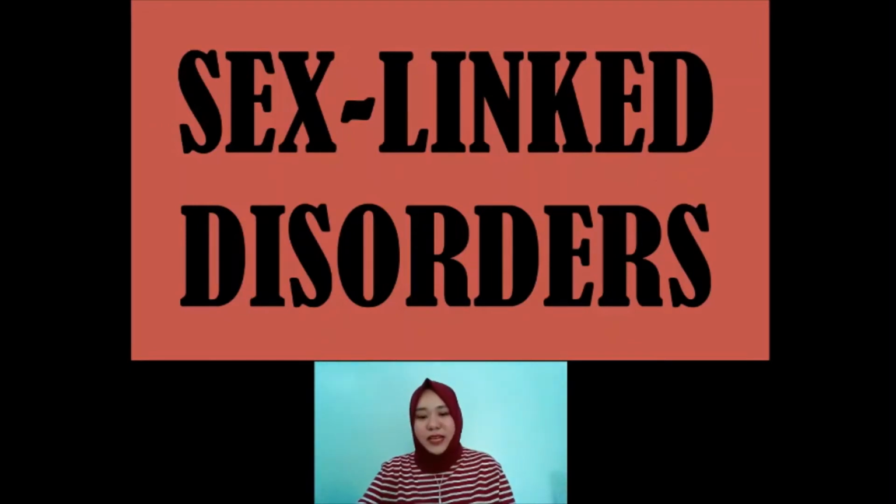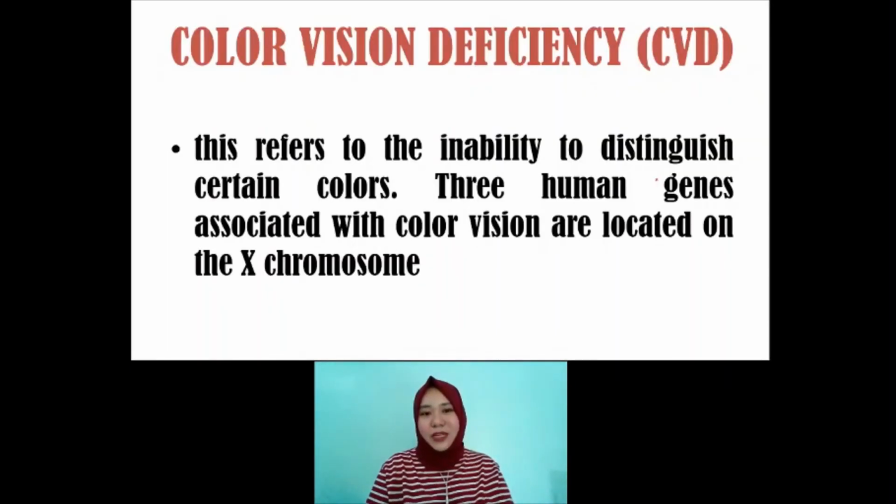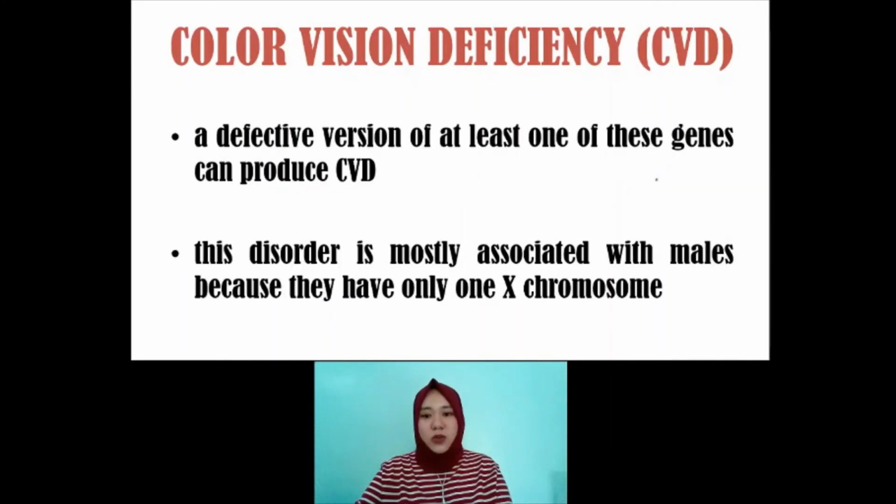Okay, let's learn some examples of sex-linked disorders. So we have CVD, katong mentioned nako ganina, color vision deficiency or color blindness. So this refers to the inability of an individual to distinguish certain colors. So there are 3 human genes for this, and then they are located on the X chromosome. However, one of these genes kay defective. That's actually the reason why CVD exists or happens, okay? Out of those 3 genes, ang isa ato nga genes kay naay defect, mutation that produces the phenotype of color vision deficiency. So this disorder is mostly associated with males because they have only one X chromosome.